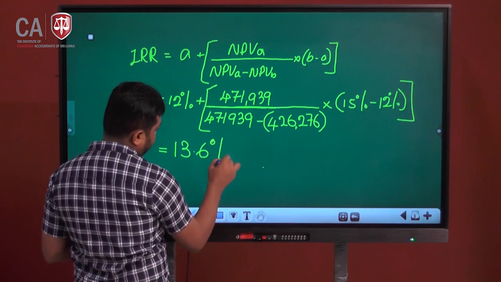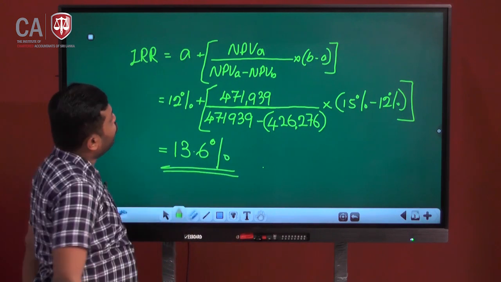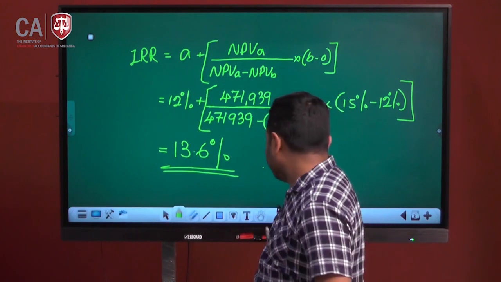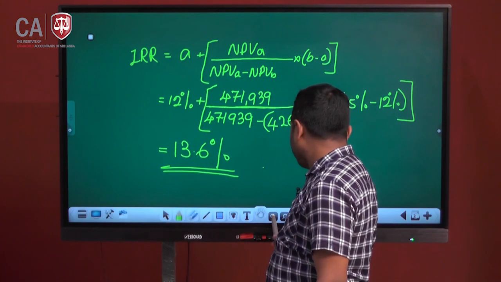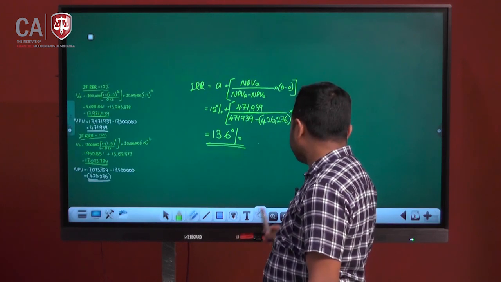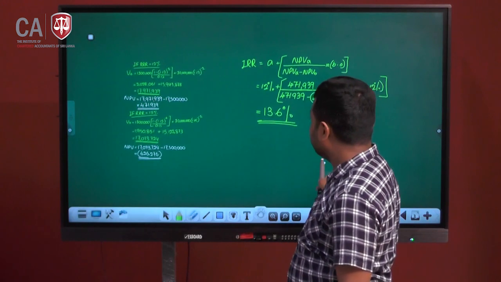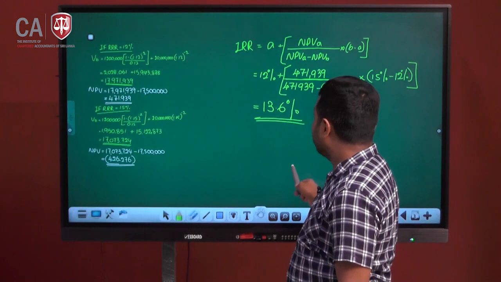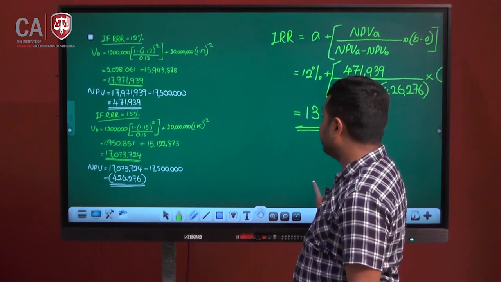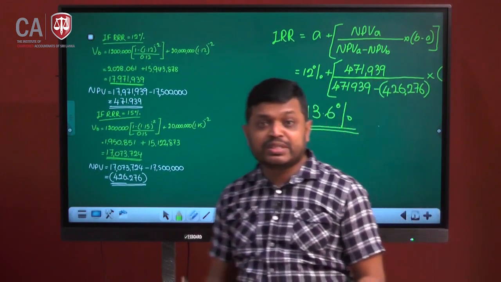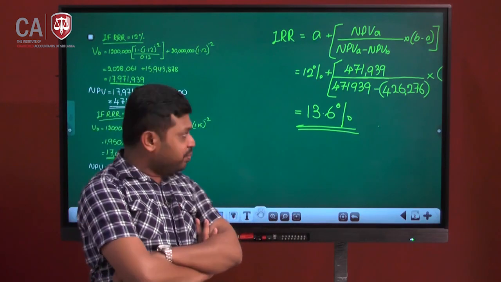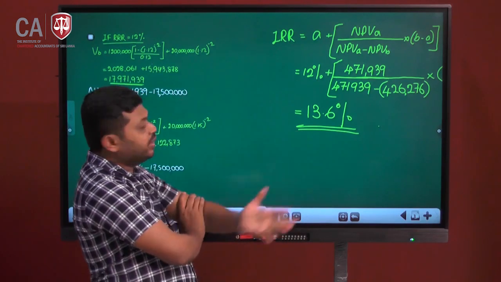I will say 13.6. If your cost of capital, yield to maturity rate, is 13.6, that means if your cost of capital rate is equal to 13.6, the present value of future cash flows will equal 17.5 million. The price, your required rate of return, becomes 13.6.